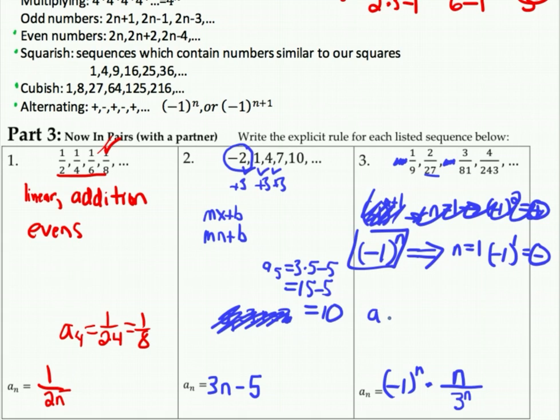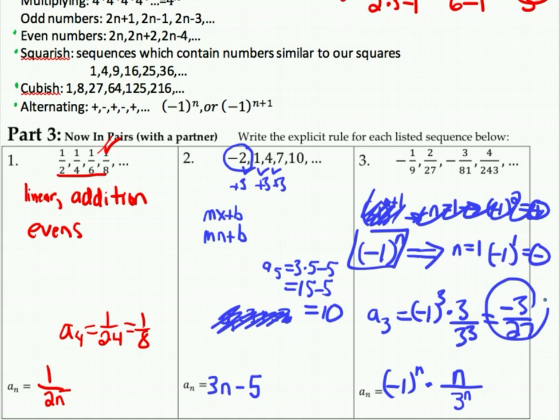A sub 3. Let me go and fix this guy. Let's get rid of our erasings. We're checking our final answer now. So a sub 3, is that going to be negative 1 to the third times 3 over 3 to the third? That's a lot of 3's. Negative 1 to an odd number is negative. 3 is 3. 3 cubed is 27. Is this our third term?